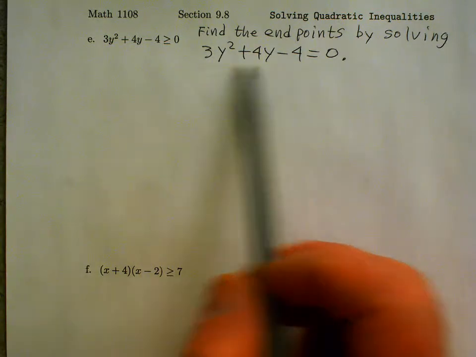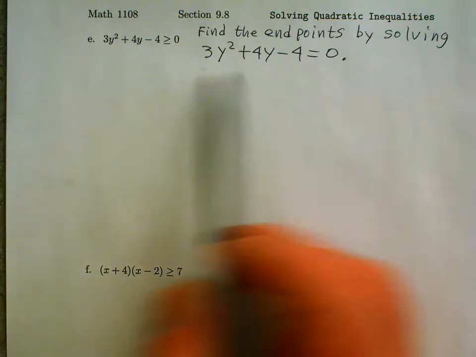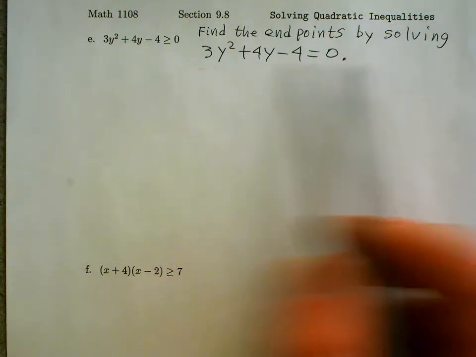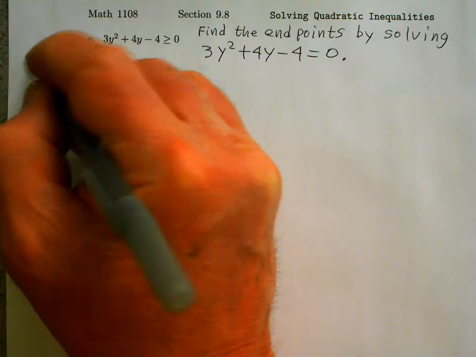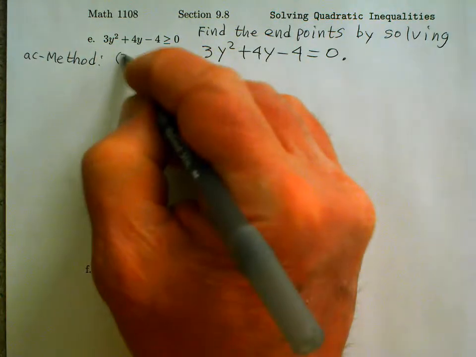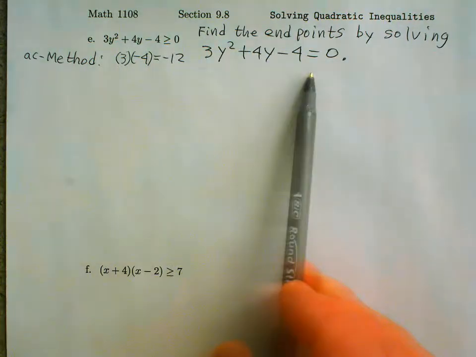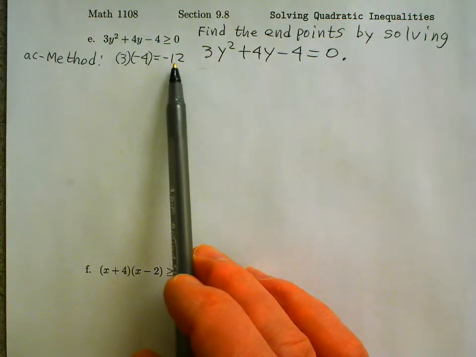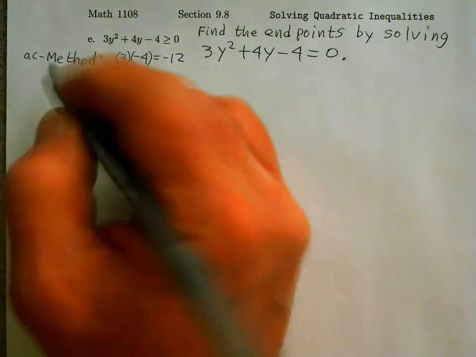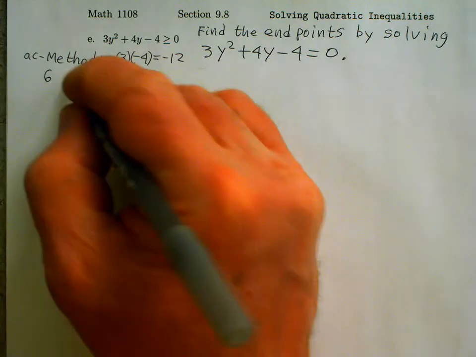We can solve any quadratic equation by the quadratic formula. But this one can be solved by factoring if we use the AC method. So 3 times -4 is -12. And then two integers that have a product of -12 and a sum of 4 are +6 and -2.